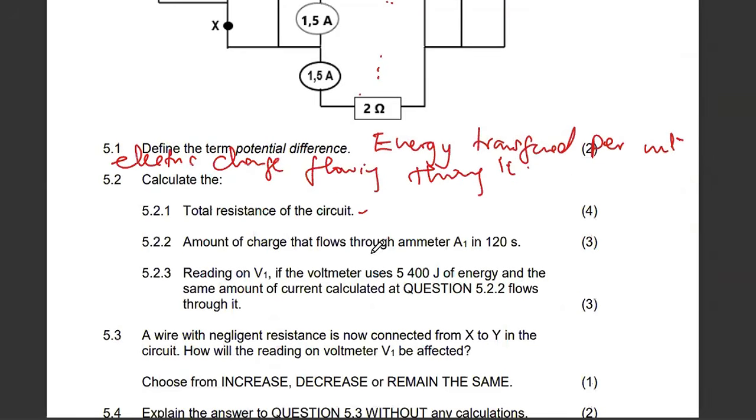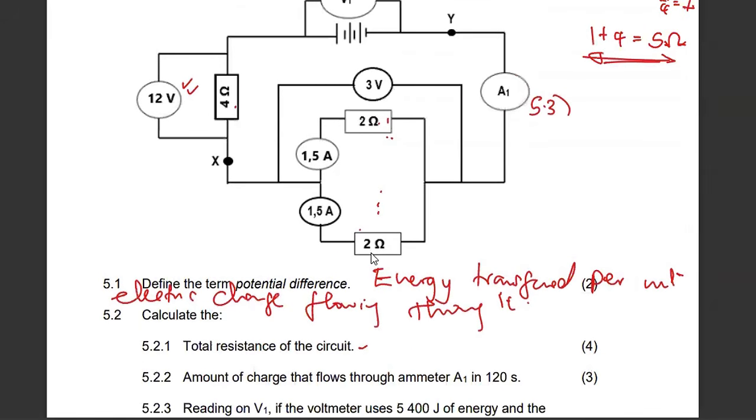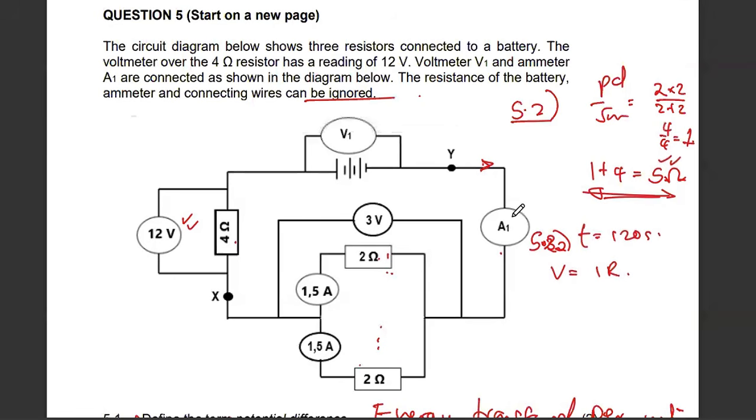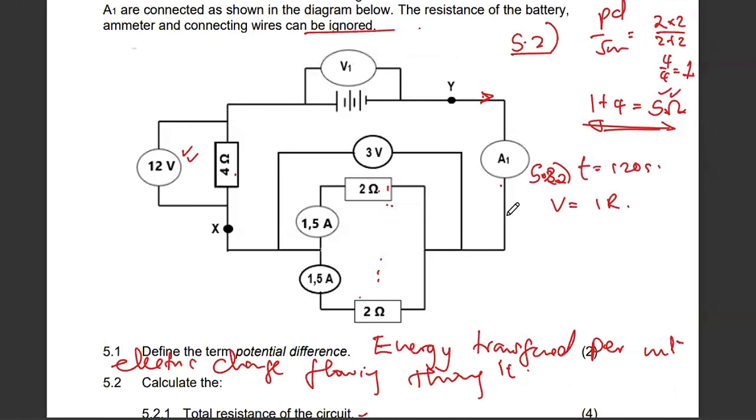And then 5.2.2, they want us to get the amount of charge that is flowing in A1. This is A1. So in other words, we need to get the total current if the time is 120 seconds. Since we have the resistance, we know that V is equal to IR. They gave us the voltage to be 12. But do we even have to go that way?